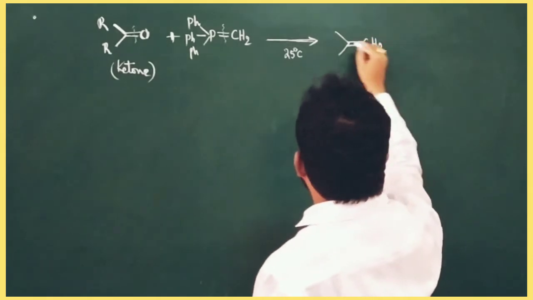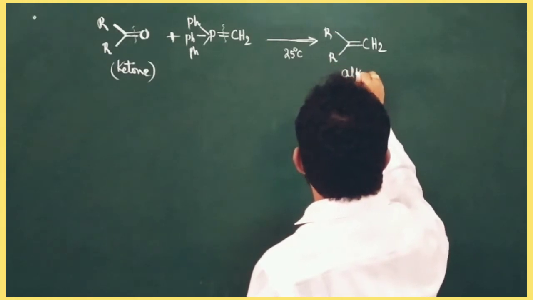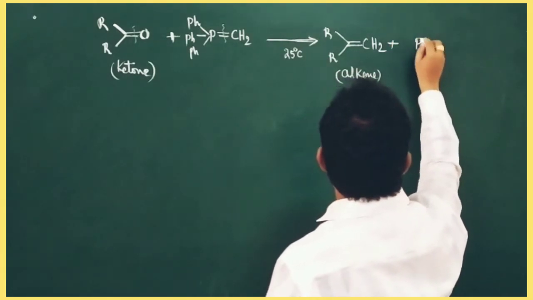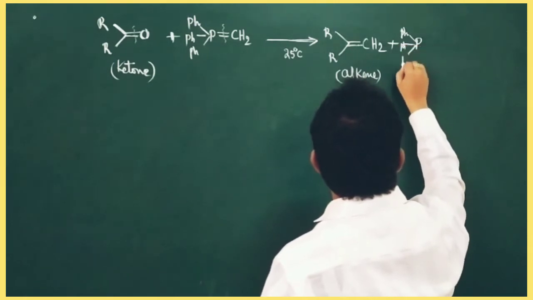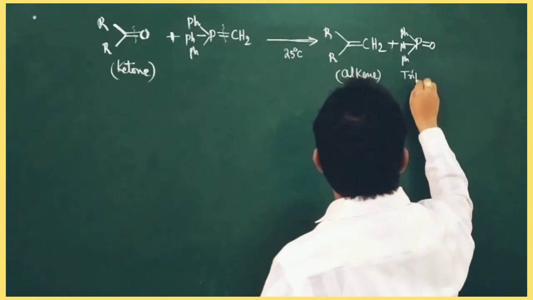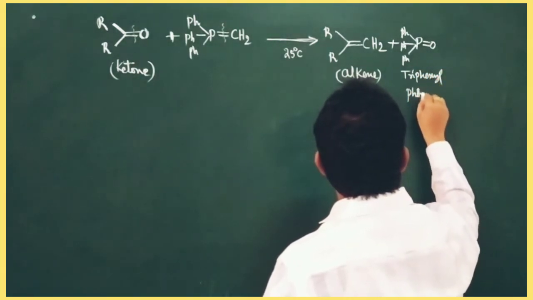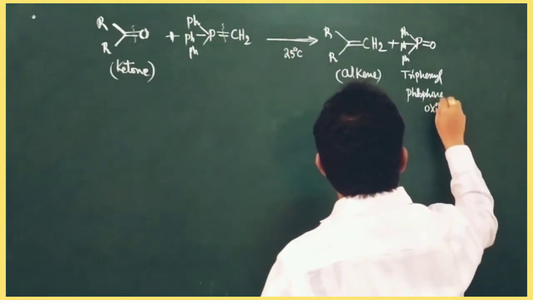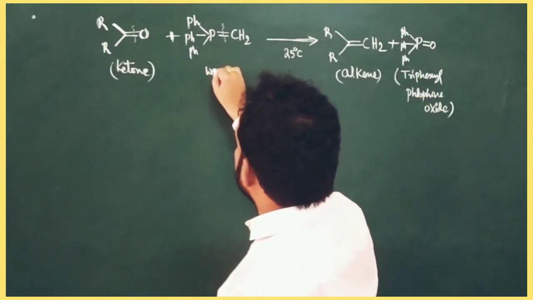So here the alkene structure is this. This is the alkene, and the byproduct is triphenylphosphine oxide. The structure of triphenylphosphine oxide is like this. So the name of this compound is triphenylphosphine oxide. So this is the equation of Wittig reaction.